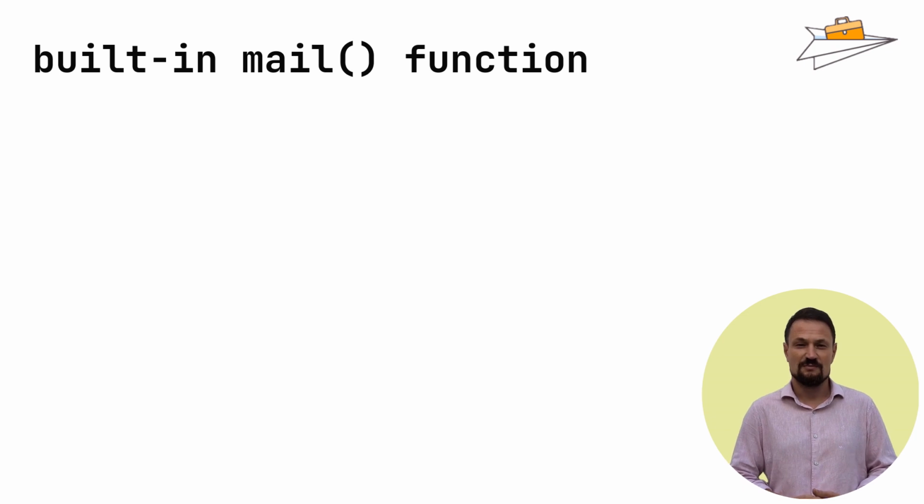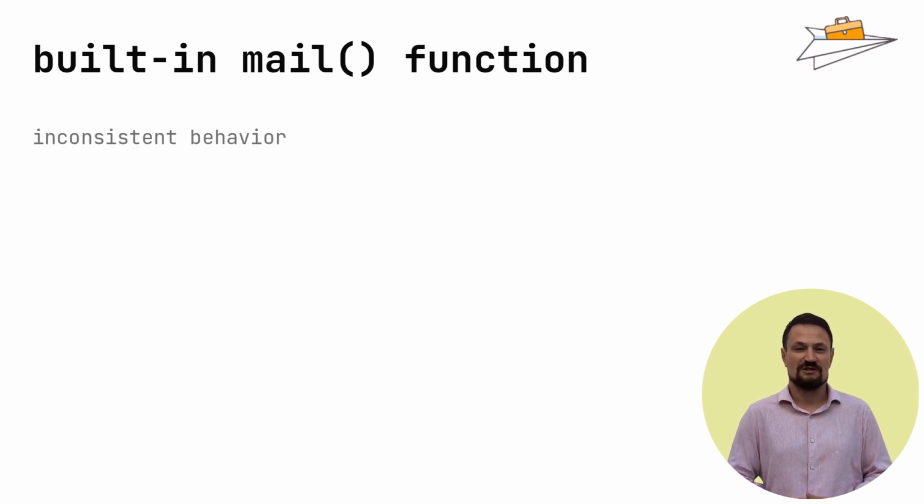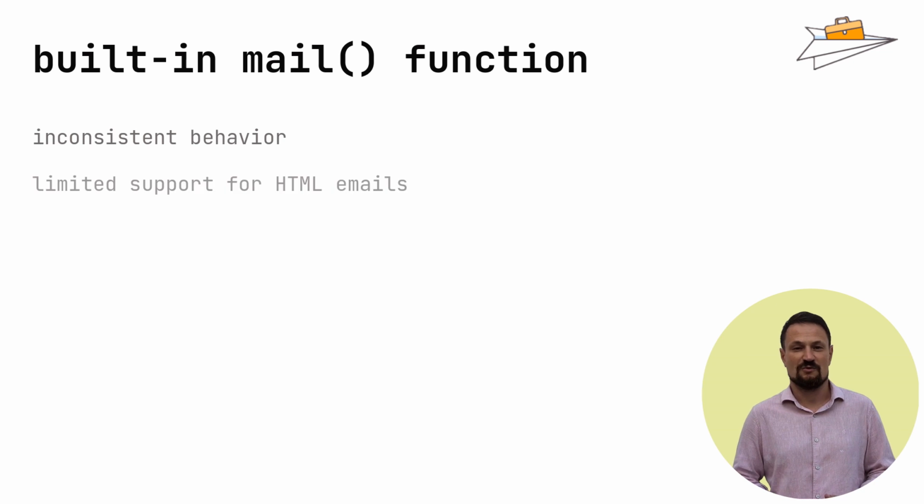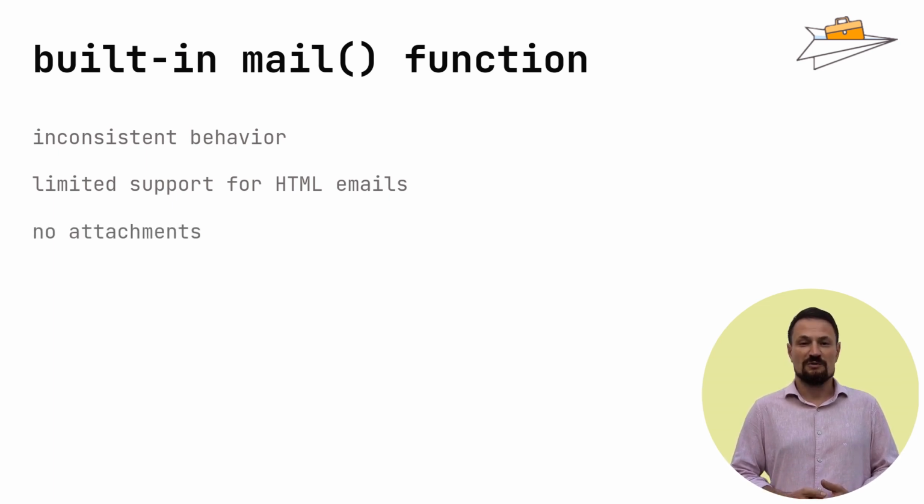Let's break it down. PHP's mail function might look simple at first, but it comes with a bunch of issues. First, inconsistent behavior. It depends on your server setup, which means your code might work on your machine but fail in production. Second, limited support for HTML emails. You have to write your own MIME structure just to send a styled email. Third, attachments. Forget it. You'll be deep in MIME formatting nightmares. Fourth, international characters often get mangled due to poor encoding support.